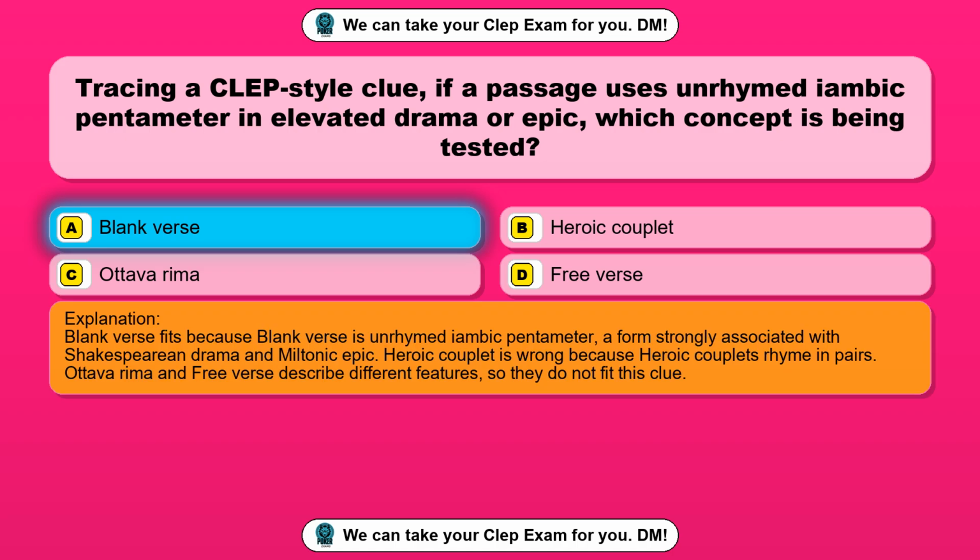Blank verse fits because blank verse is unrhymed iambic pentameter, a form strongly associated with Shakespearean drama and Miltonic epic. Heroic couplet is wrong because heroic couplets rhyme in pairs. Ottava rima and free verse describe different features, so they do not fit this clue.